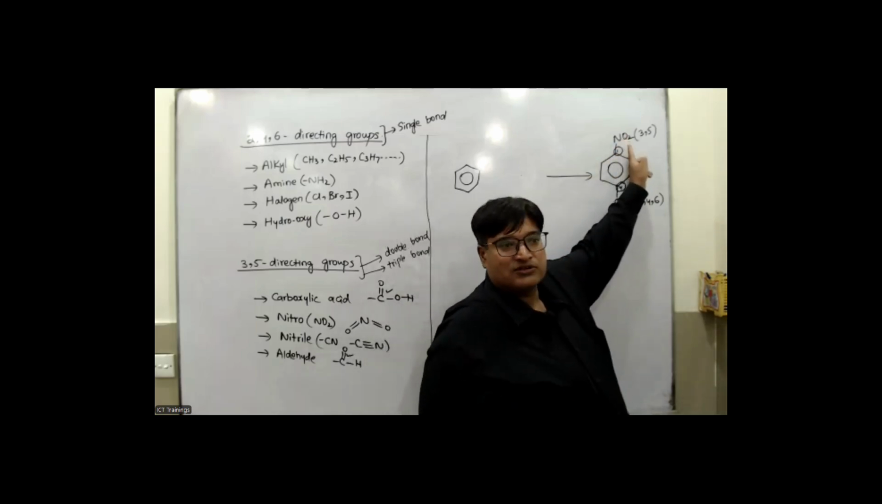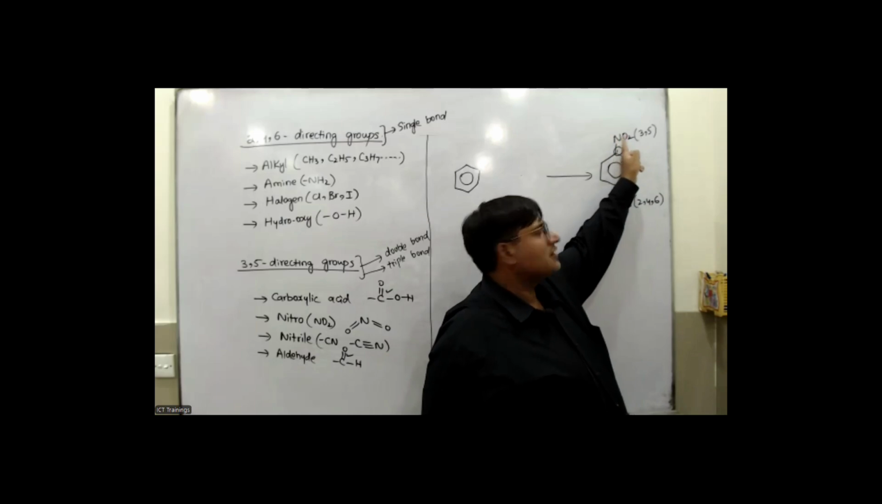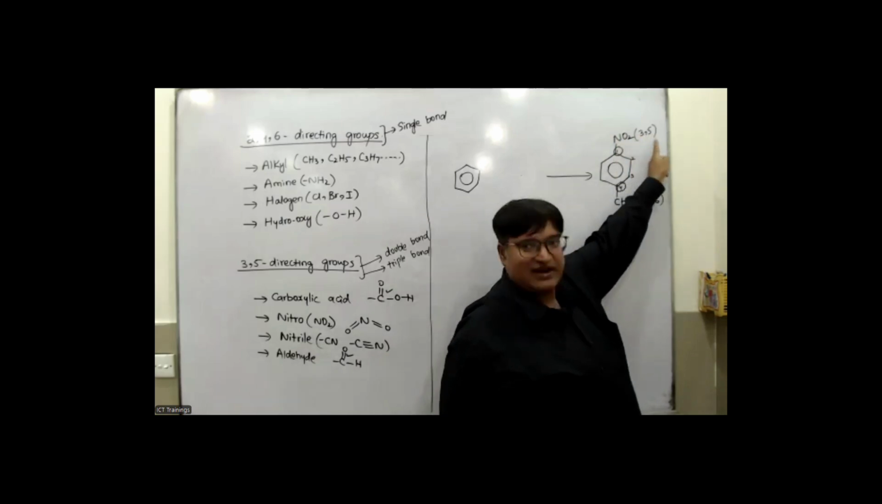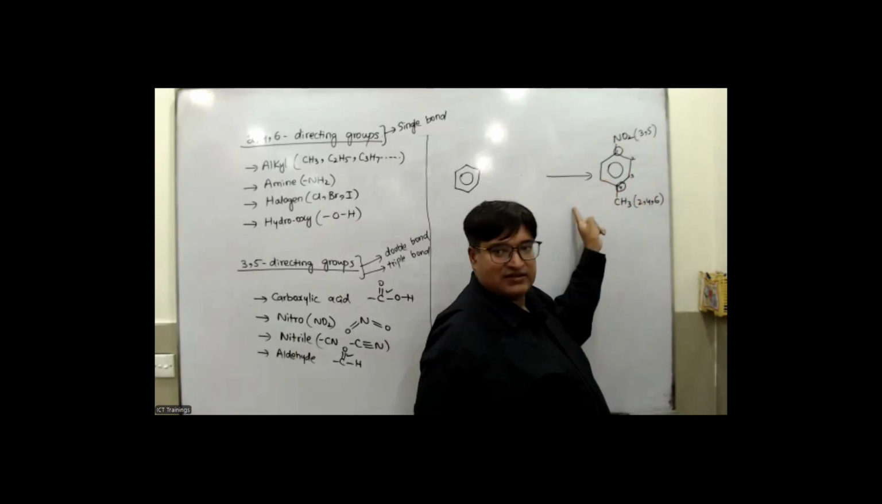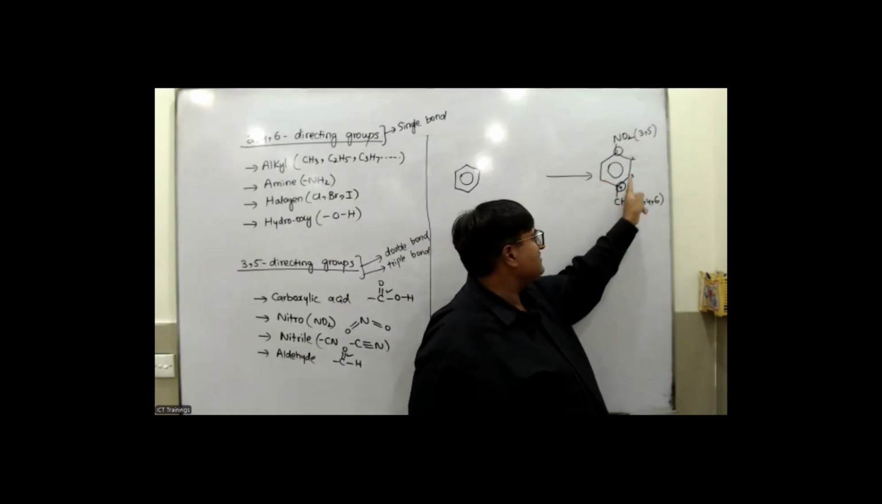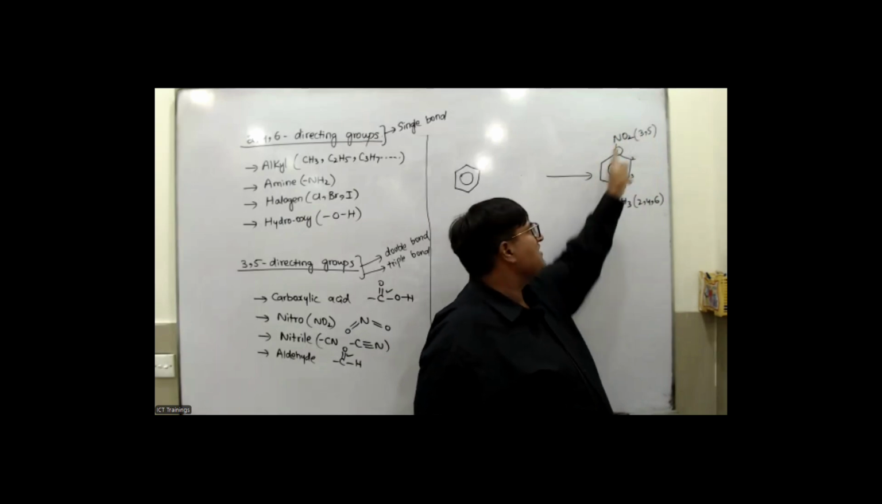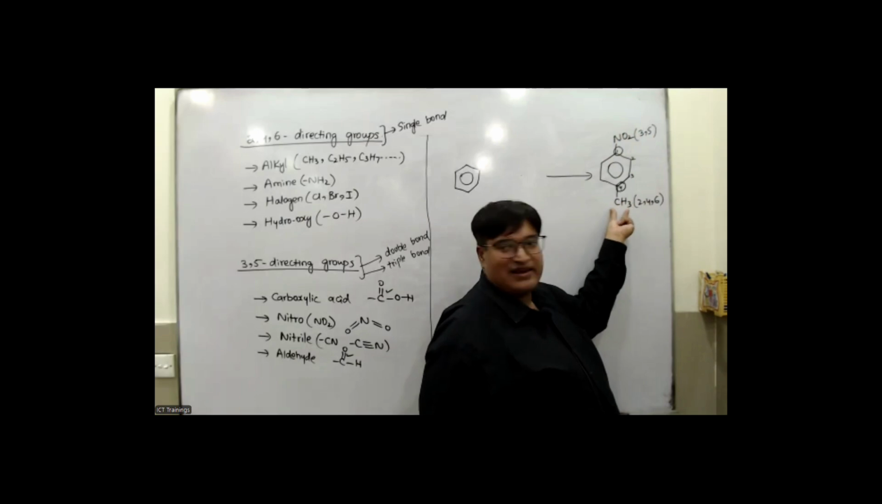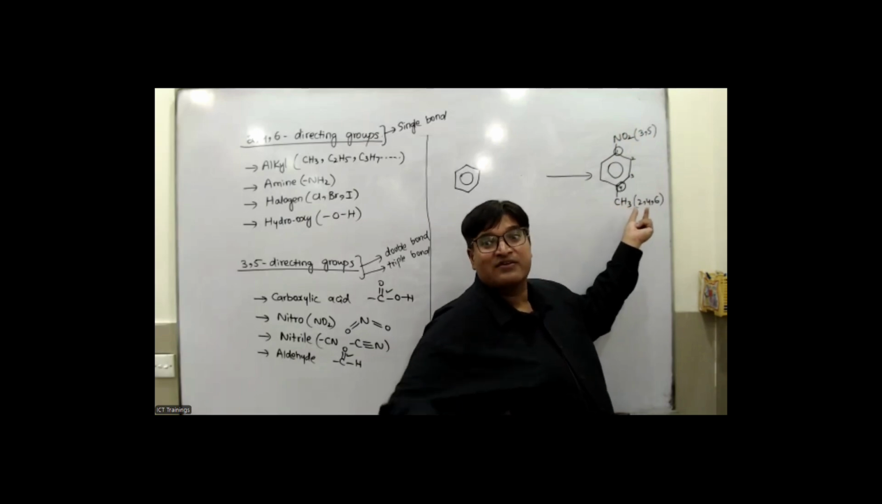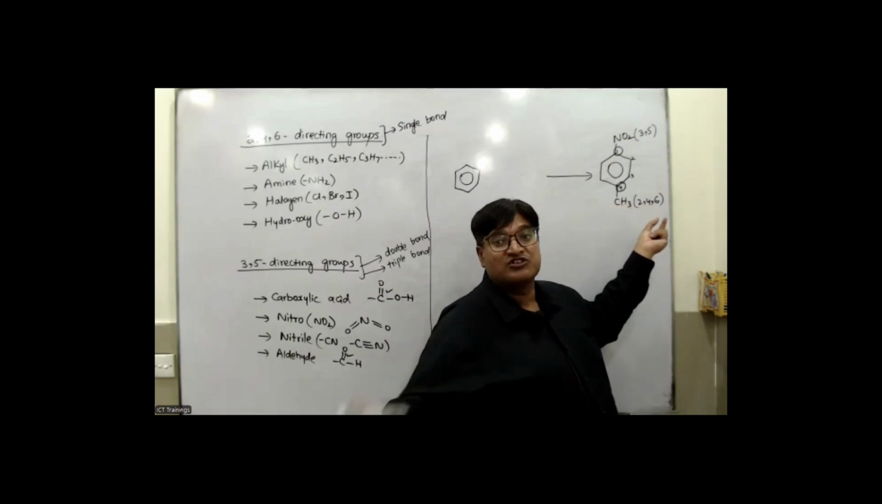NO2 अगर पहले लगा होता, सुने, NO2 अगर पहले लगा होता तो this is 3, 5 directing group. तो नए आने वाला ग्रुप पोजीशन 3 या 5 पे लगता. तो यहां पे CH3 नहीं लगा हुआ. तो it means it was not firstly attached. ओके, ये अगर पहले लगा होता, the new upcoming thing would attach on position 2, 4, 6.